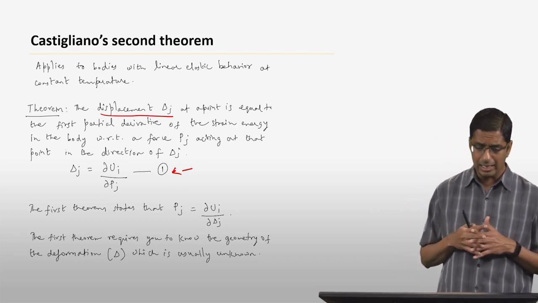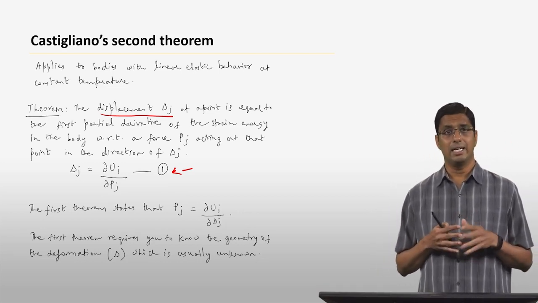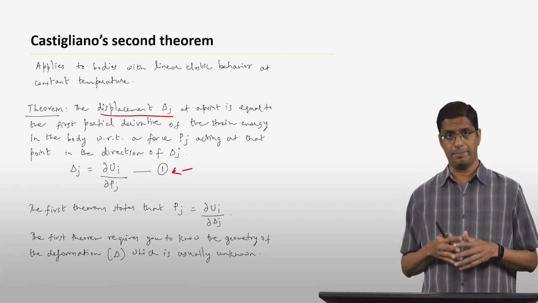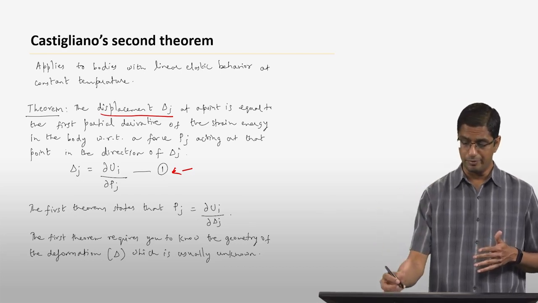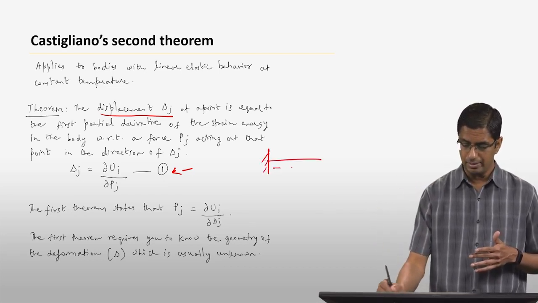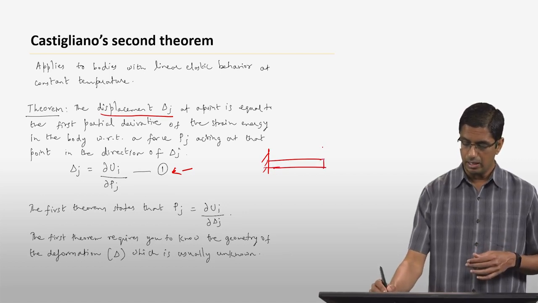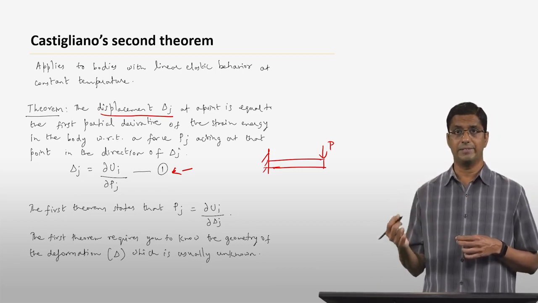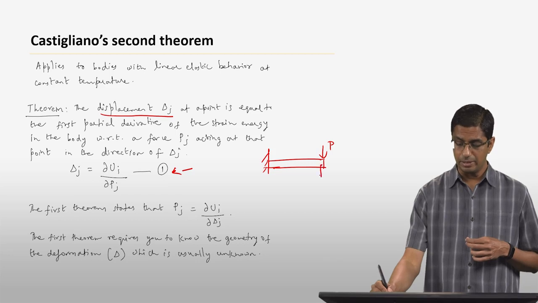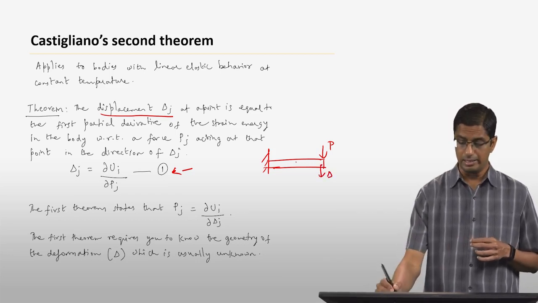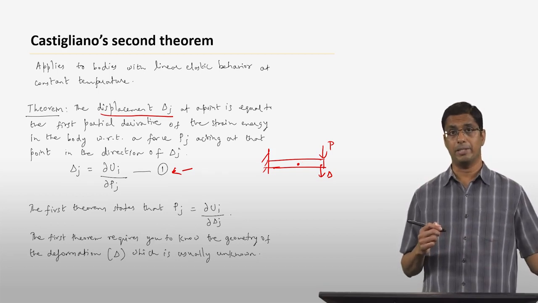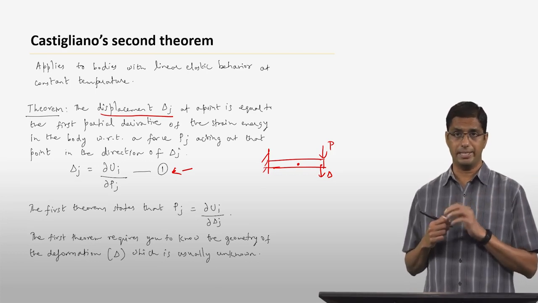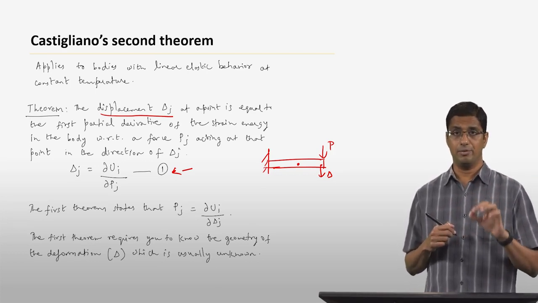Okay? And the second thing is that the displacement is calculated at the point where the force is being applied. Okay? Not at a different point. So for example, if you have a structure like this, say the force is being applied here, then when you take the derivative of the strain energy with respect to P, you find out the displacement at this point in the direction of P, not at some other point. Okay, if you are at some other point, then the force has to be applied there. So the displacement is calculated at the point of application of the force in the direction of the applied force.